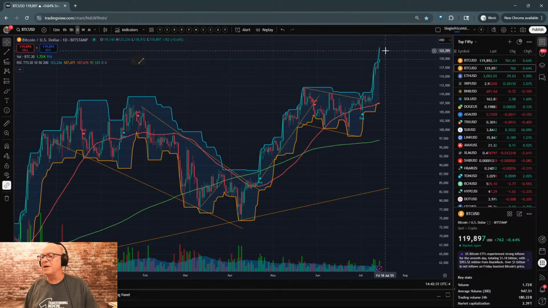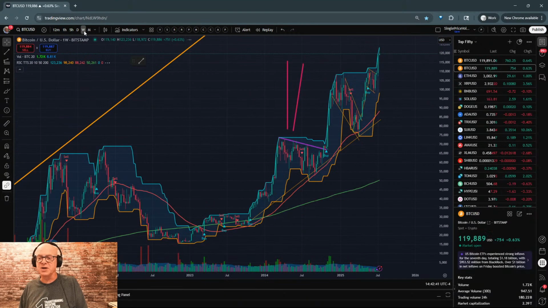So Bitcoin actually got up to my first target that I've been looking for the better part of the last year. Let me explain this for a second. What I saw back here, starting from the very top at the end of '21 all the way to this, is a cup with handle pattern.